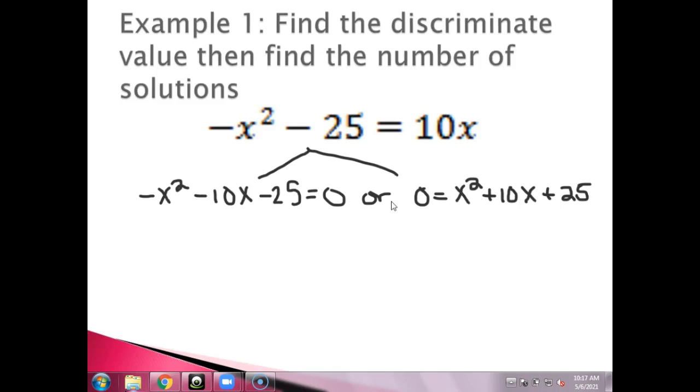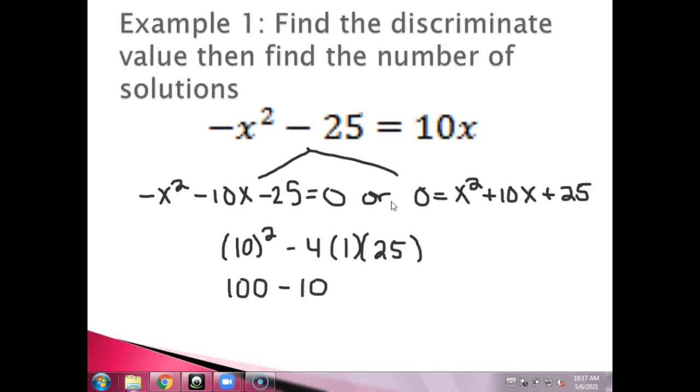So once again, your discriminant is b squared minus 4 times a times c. And we get a discriminant value of 0. A discriminant of 0 tells me that I only have one real root.